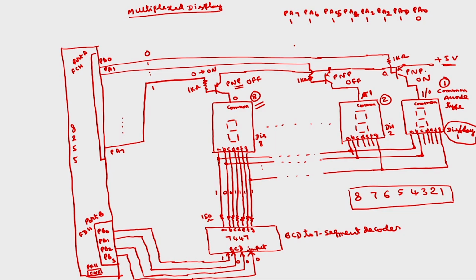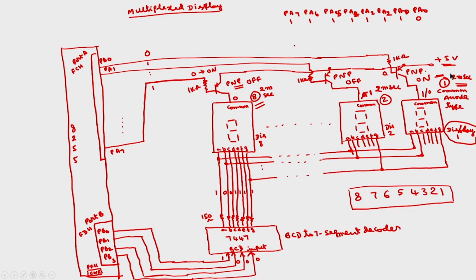So this is for revision of this process. Actually what happens is you keep each digit for 2 milliseconds. After 2 milliseconds you display 2 on the second display, after another 2 milliseconds you display 3 on the third display, and like that after another 2 milliseconds you display 8 on the 8th display. After this you go back again to the first one.